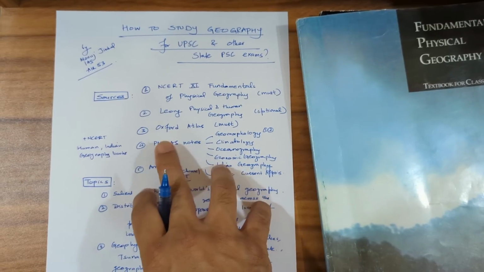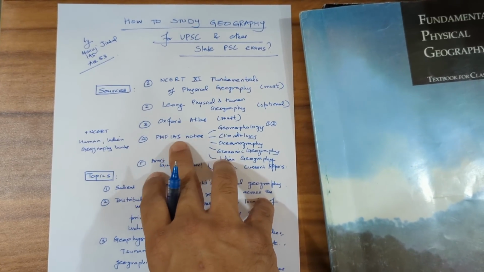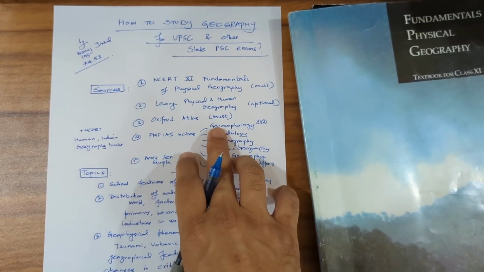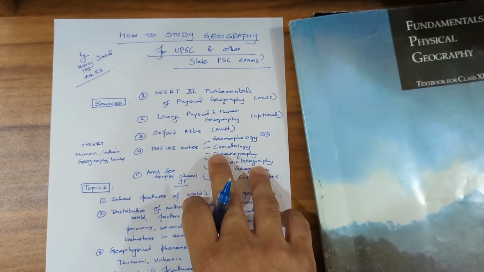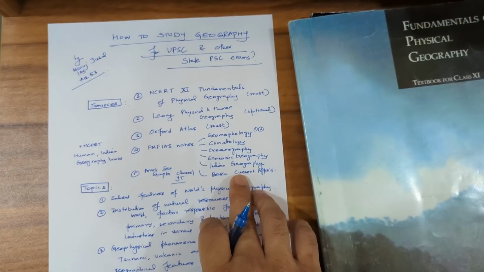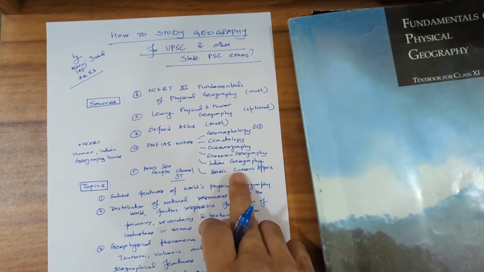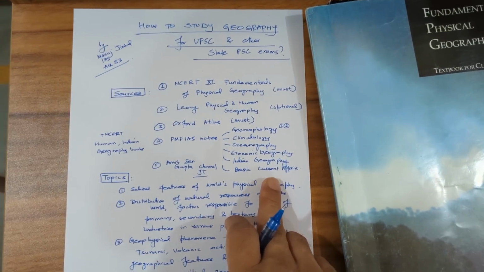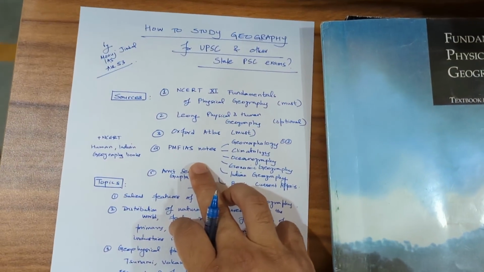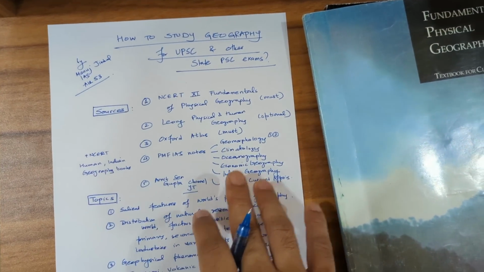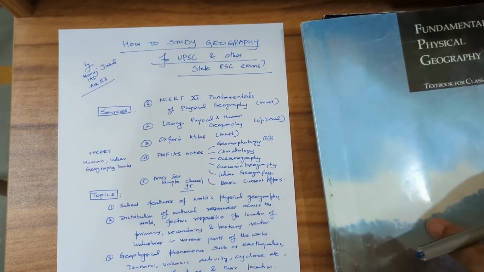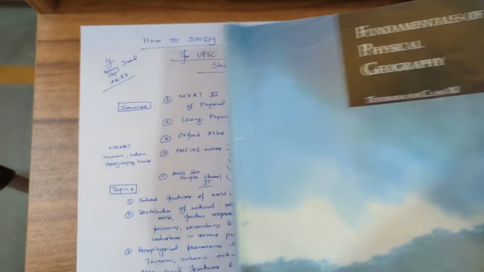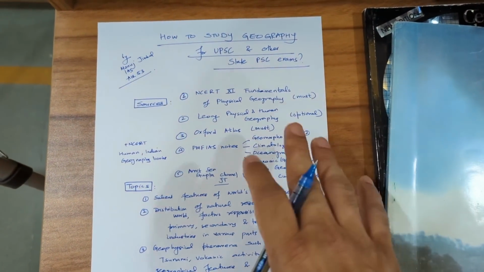The fourth is PMFIAS notes. This is an institute which provides notes on various topics of geography: geomorphology, climatology, oceanography, economic geography, Indian geography, and also basic current affairs from geography. The reason I like their notes is because you can revise from them really well. I don't think you should be reading these notes to study and understand geography. For that, you should be using the books that I'm suggesting to you.